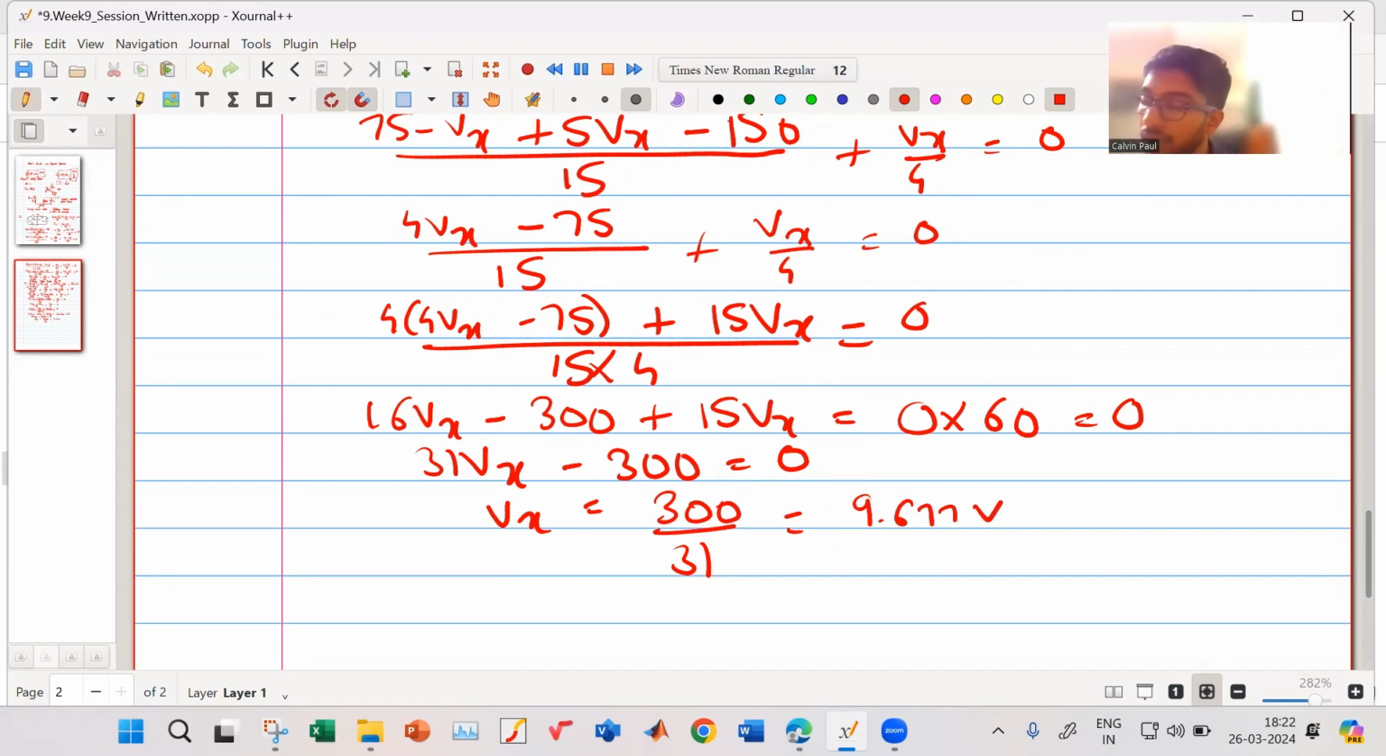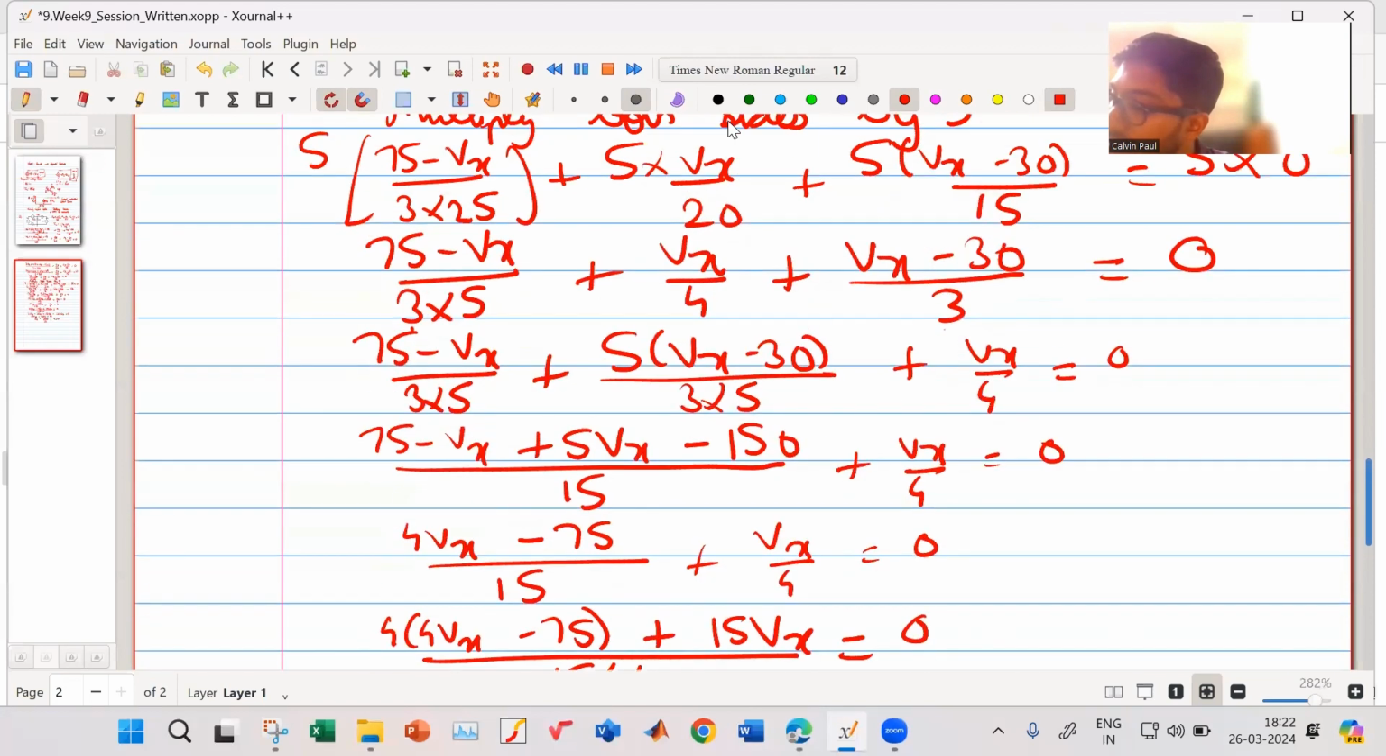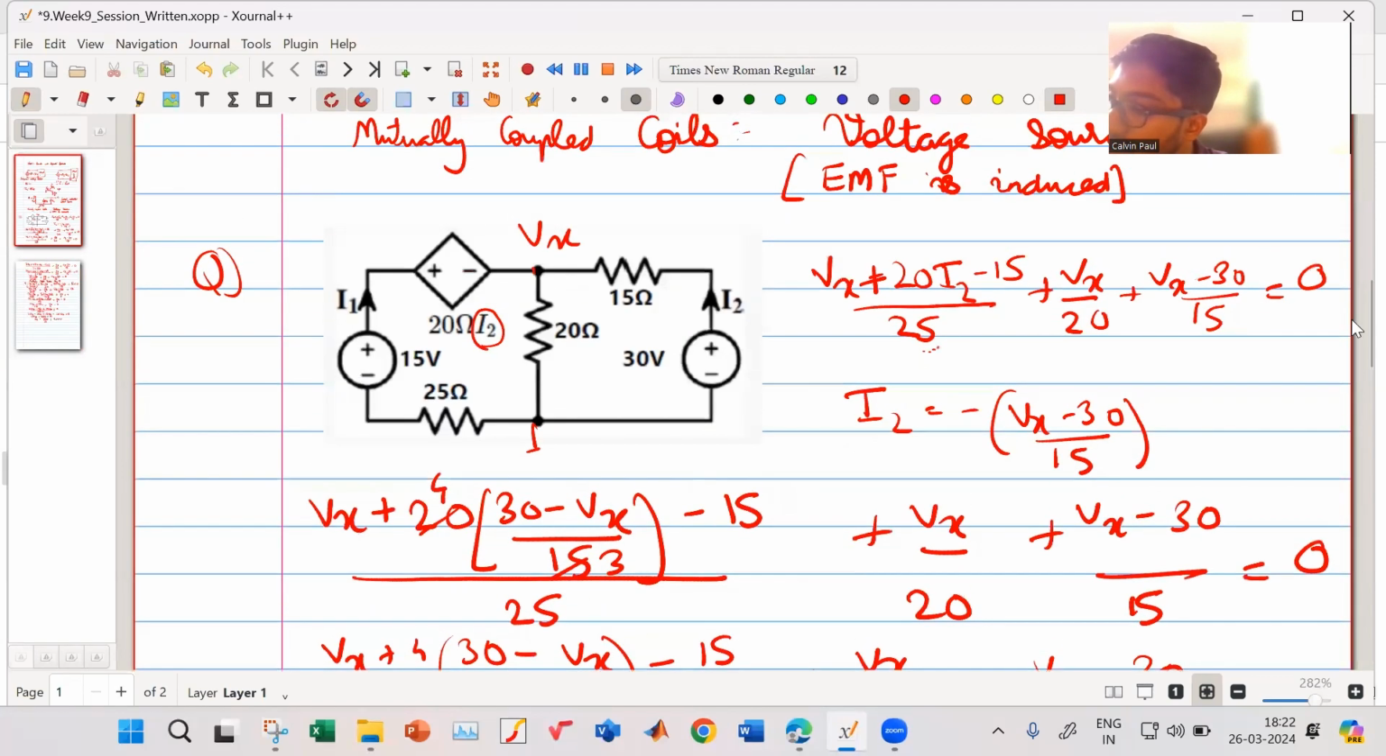Okay. So now what is your I1? What is I1 equal to? Minus of Vx plus 20 I2. Before that, first we have to calculate I2. So what is I2? I2 is 30 minus Vx by 15. So how much is that?